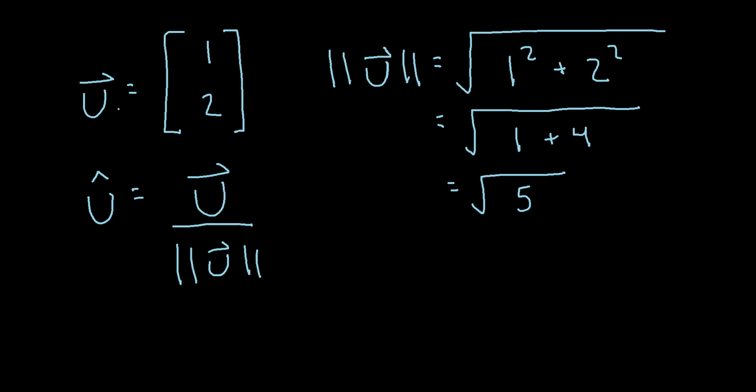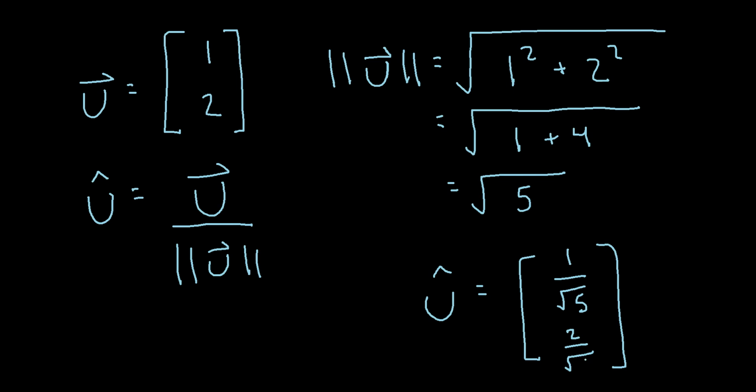So to write the normalized vector u, we simply divide each of the individual values by this length, the square root of 5. So we would say normalized vector u is going to be equal to 1 divided by the square root of 5, and 2 divided by the square root of 5. This is the normalized vector. And what we'll find is this normalized vector, or sometimes it's called a unit vector, has a length of 1. And we can verify that by calculating the length of this vector.